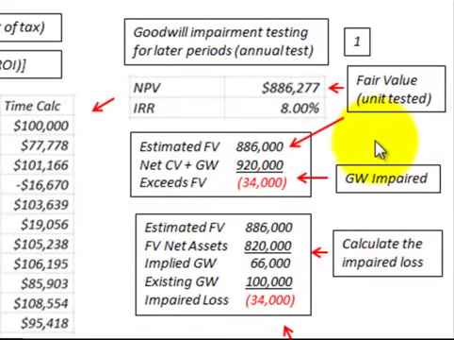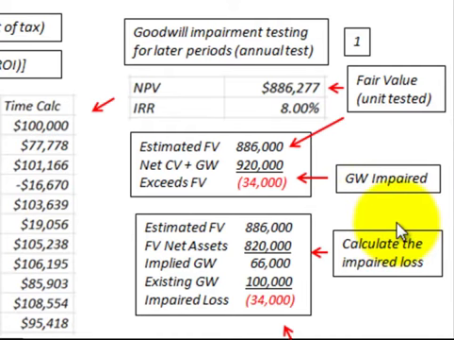Okay, now we have to determine if the goodwill is impaired. So we take the estimated fair value of the unit being tested here of $886,000, and we compare that to the net carrying value plus the existing goodwill here of $920,000 that we calculated off our balance sheet here. And then we can see that this net carrying value plus the existing goodwill exceeds the estimated fair value here by $34,000. So that means that the goodwill is impaired.